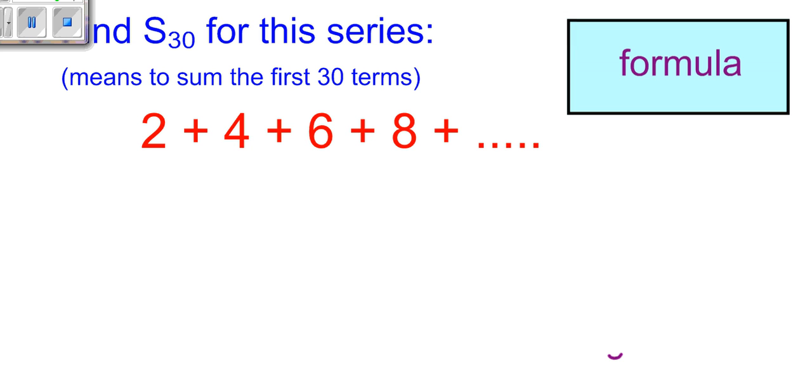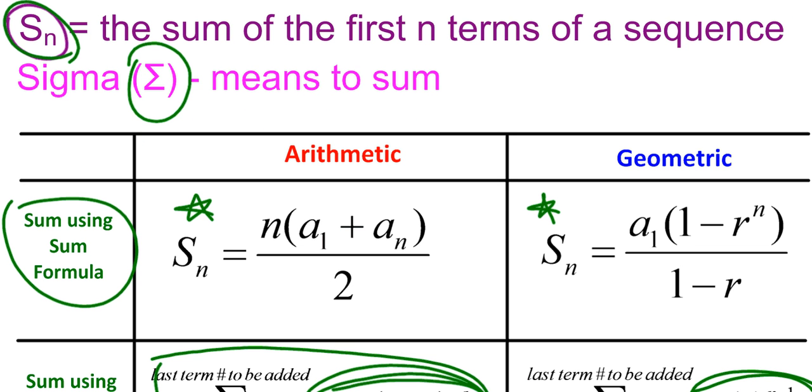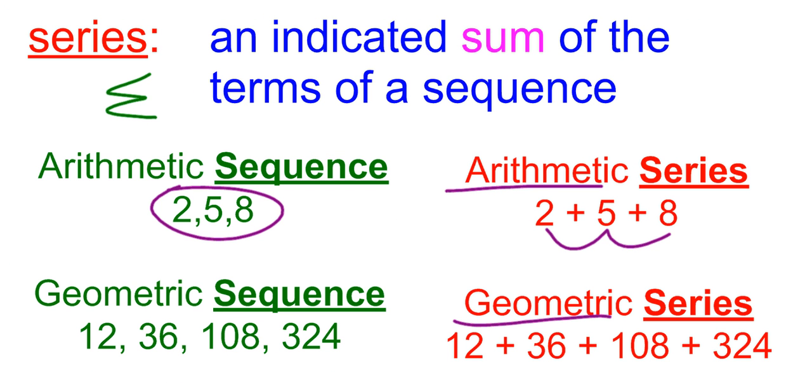In this lesson, we are going to be looking at the series and sigma for arithmetic and geometric sequences. You can see on the front of your notes, I have some things highlighted here. Series is the sum of the terms of a sequence. You'll see that they use this symbol right here.